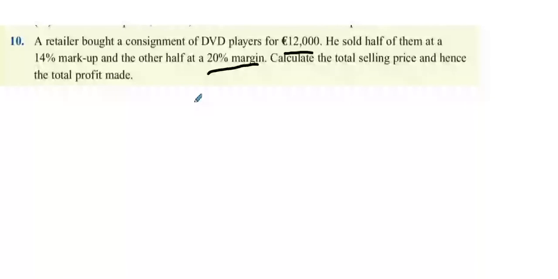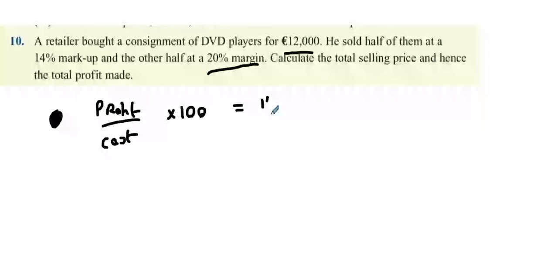So a retailer bought a consignment of DVD players for €12,000. He sold half of them at a 14% markup and the other half at a 20% margin. Calculate. So if half of them are 6,000, remember markup is profit divided by cost multiplied by 100 equals 14.